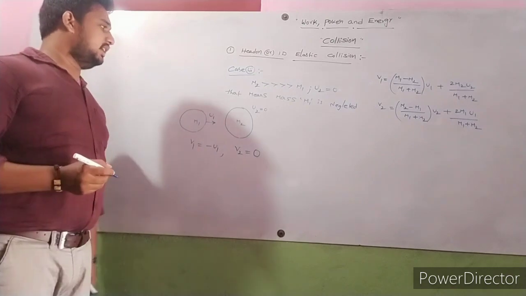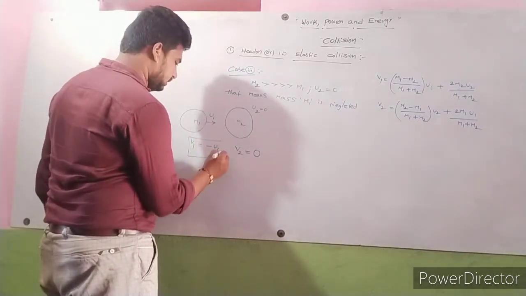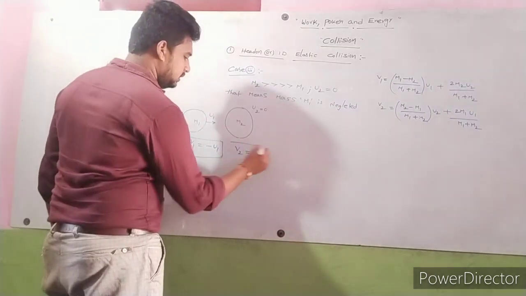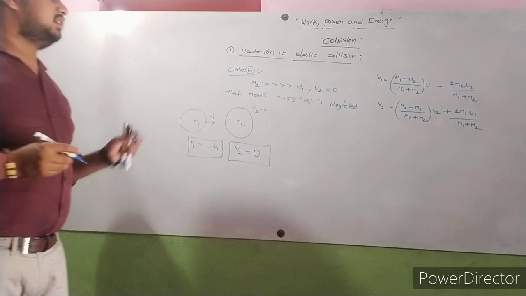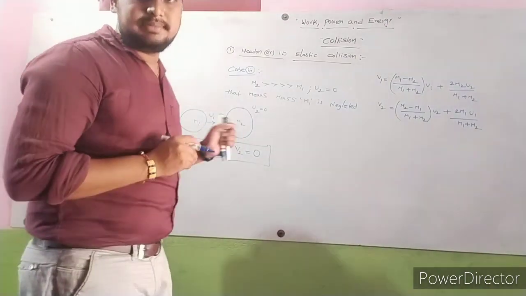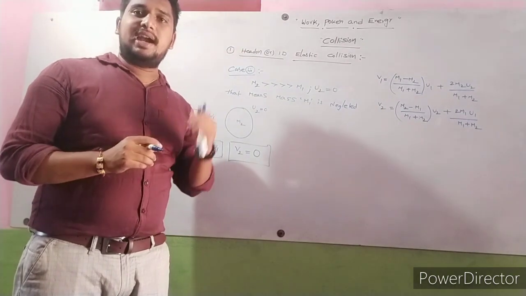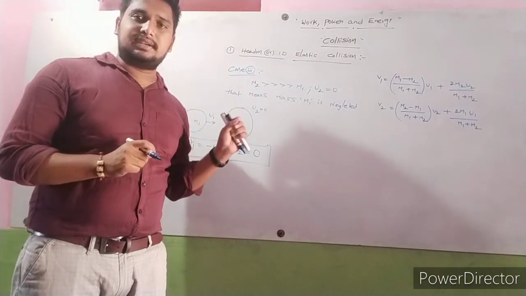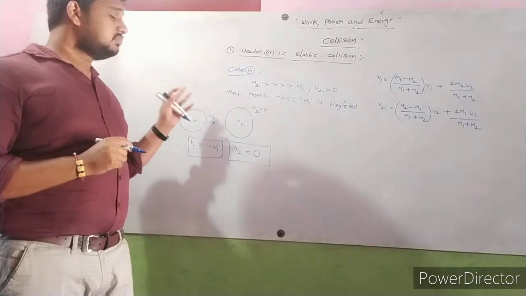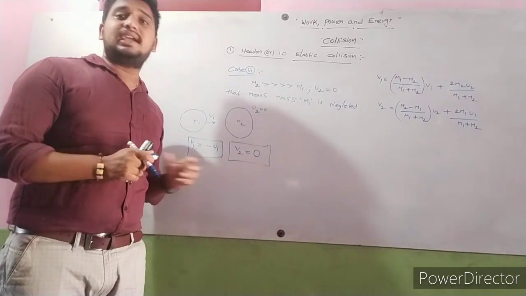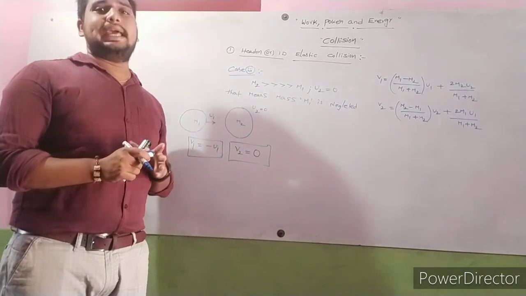So we got these two conditions, and these are very important: v2 is equal to 0 and v1 is equal to minus u1. This is case 3. Like this we had 3 cases, and these 3 cases are very important for solving numericals. Please memorize these 3 cases, so you can easily solve any type of question based on elastic collision.